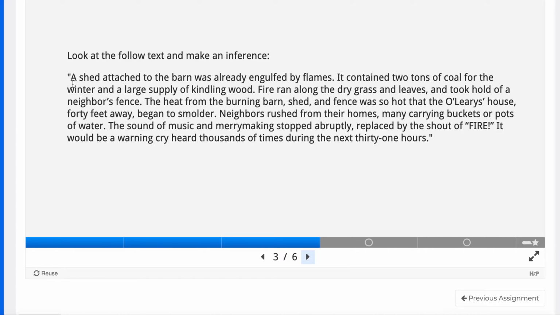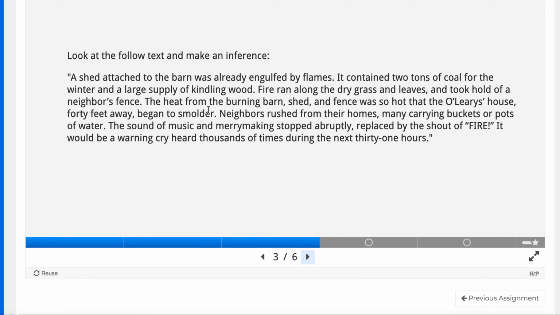It says, a shed attached to the barn was already engulfed by flames. It contained 2 tons of coal for the winter and a large supply of kindling wood. Fire ran along the dry grass and leaves and took hold of a neighbor's fence. The heat from the burning barn, shed, and fence was so hot that the O'Leary's house 40 feet away began to smolder. Neighbors rushed from their homes, many carrying buckets or pots of water.